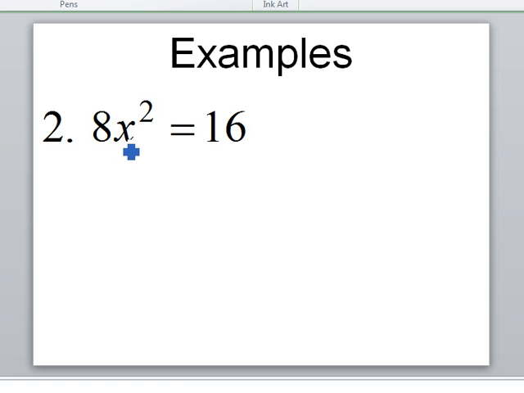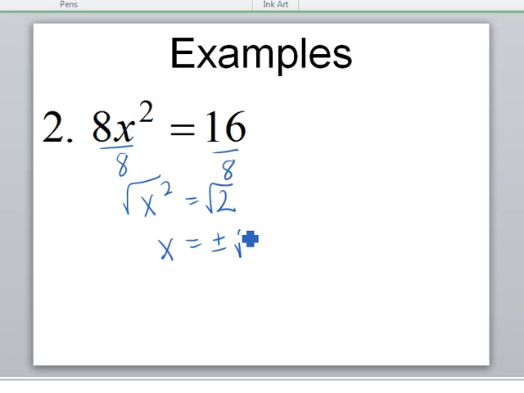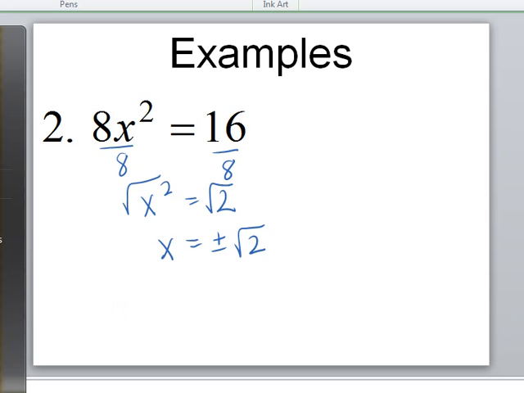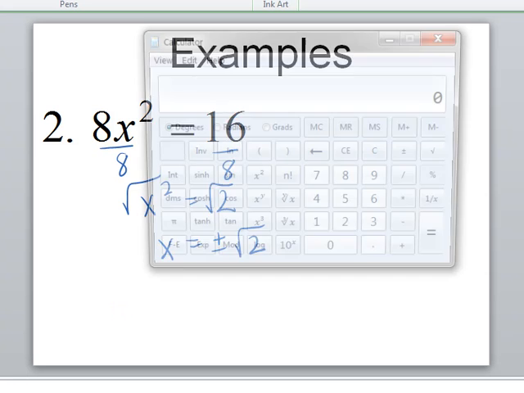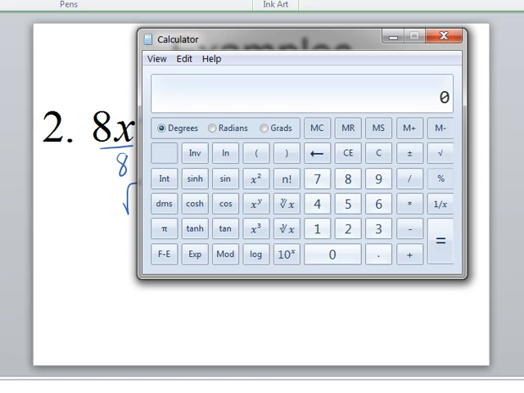In my next problem, I need to get the x squared by itself, so I divide by 8 on both sides. X squared is equal to 2. Square root both sides to get the x completely by itself, and x is equal to plus or minus the square root of 2. The square root of 2 does not come out evenly, so I need to use a calculator to figure out what the solution is in terms of the decimal.